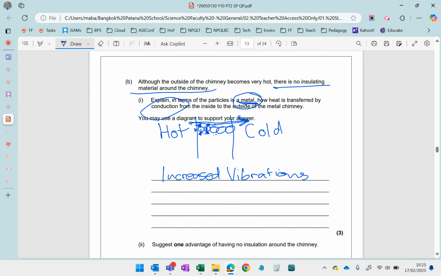Now, because it's a metal, there's another method of transfer of heat as well. You remember from your chemistry lessons that metallic bonding is a sea of delocalized electrons surrounding the ions in the metal lattice. Those delocalized electrons can actually move and transfer some of the heat as well. So free electrons can move through, they are mobile, so we can talk about those moving.